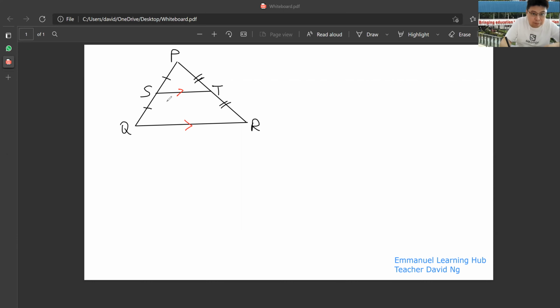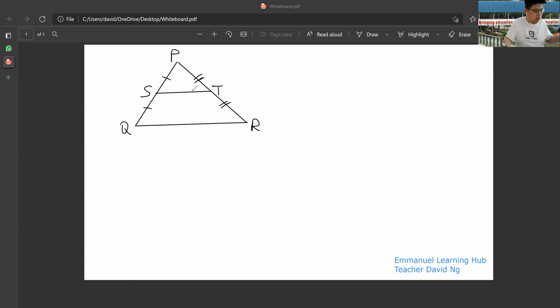and this line QR is equal to 2 times the length of ST. That is the midpoint theorem. So today I'm going to prove to you why this is so. To prove it, you have to establish similar triangles here.